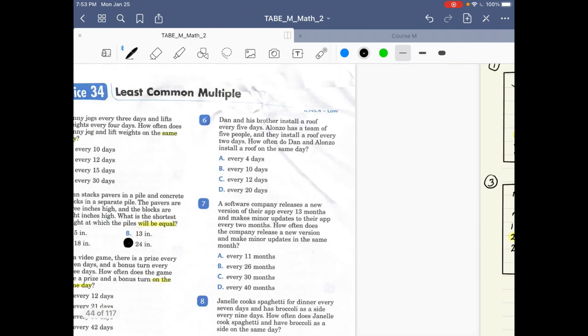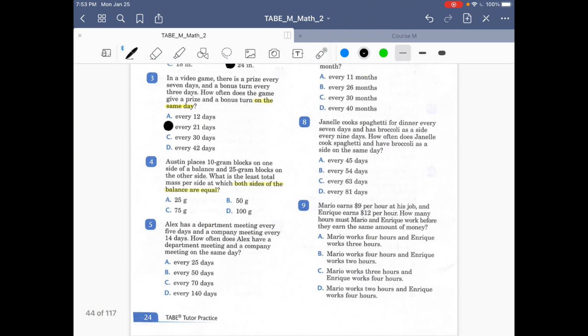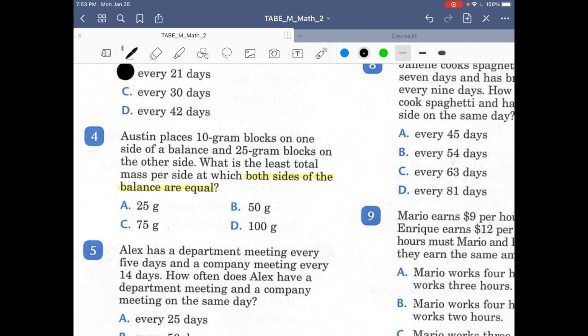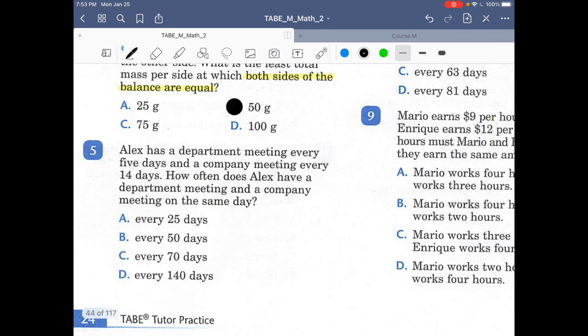And I'm sorry guys to be flipping back and forth on you. That kind of makes me seasick to do that. We want them to balance, so we have 50 grams per side. That's a good science question. You could see that on a science test. Number 5.